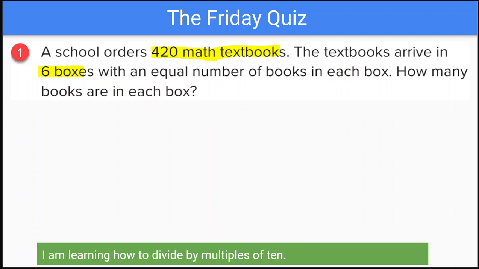Okay, well, you could set it up like this. It's going to be 420 divided into 6 boxes, okay, and then you're going to get your answer. Well, it's the same thing as 42 divided by 6. It's 42 tens divided by 6. How many tens is that going to be? I'm going to leave that for you to figure out. Kids, you're learning how to divide by multiples of 10.